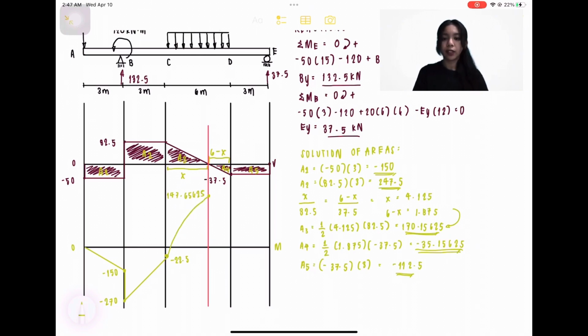Next, add the fourth area, which is negative 35.15625 to 147.65625, and we will get 112.5. Since under pa rin ito ng uniform load, and positive decreasing siya, we will draw a sad face again. Lastly, add 112.5 to the fifth area, which is negative 112.5, for it to equate to 0. And that's it. Ganun lang kadali gawin ang shear and moment diagram.